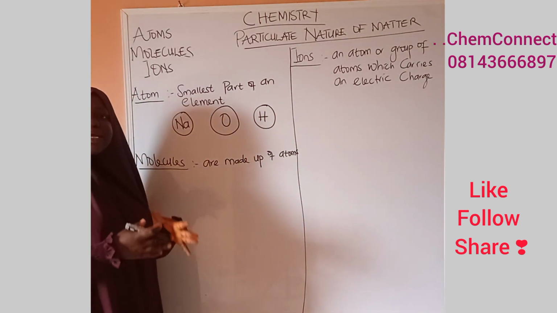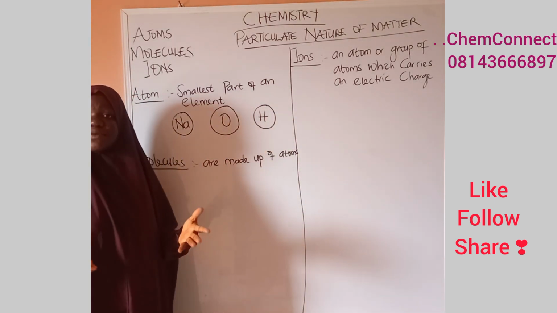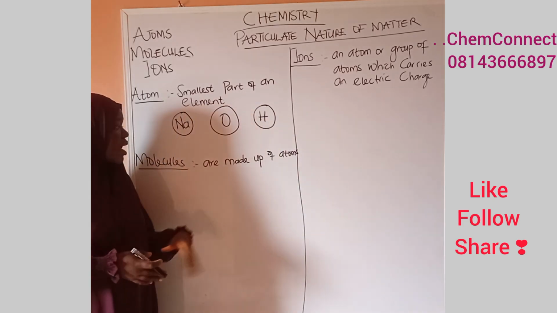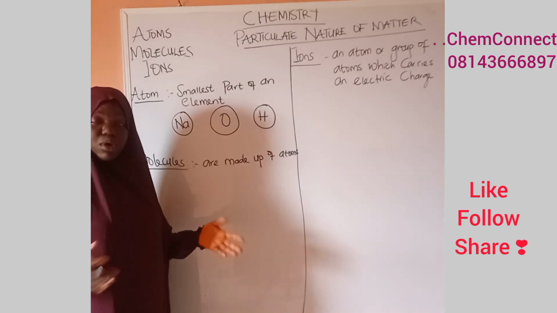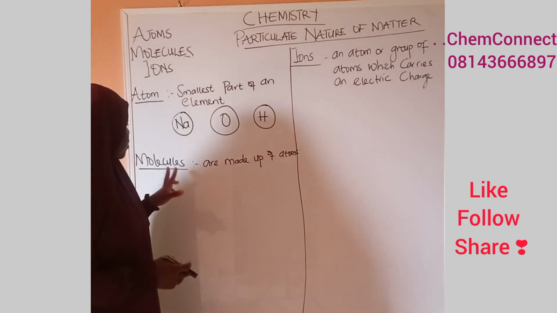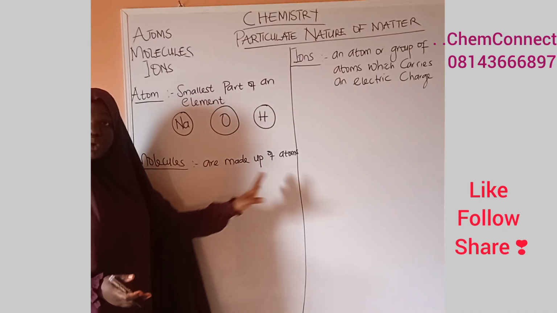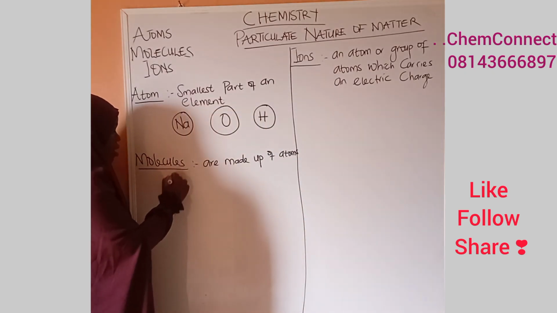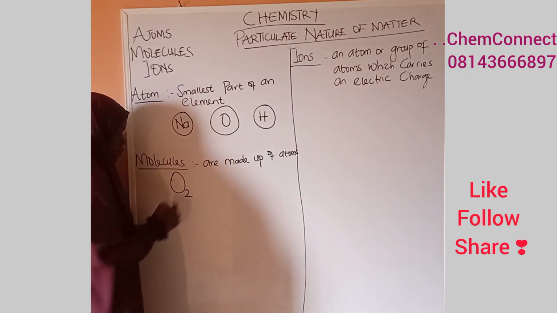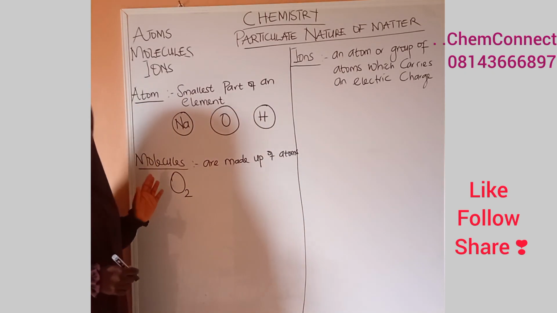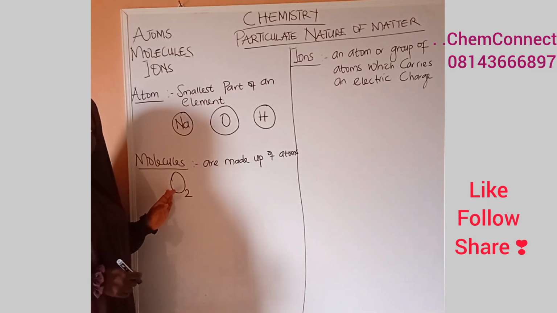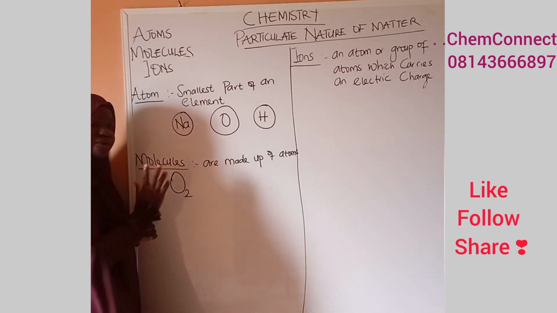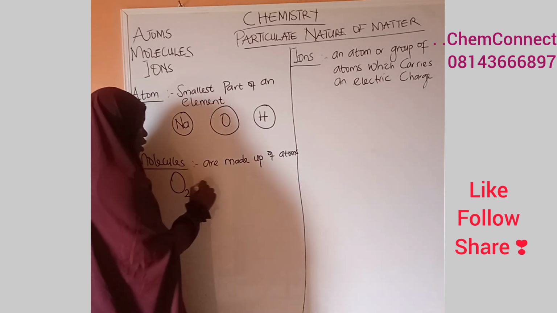Molecules. Molecules are the smallest part of a substance. They retain the chemical properties and they are made up of two or more atoms. For example, we'll say oxygen. This is a molecule of oxygen. This is just one molecule of oxygen and it is made up of two atoms of oxygen.